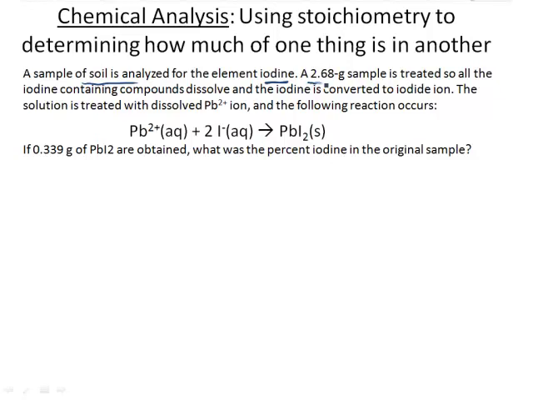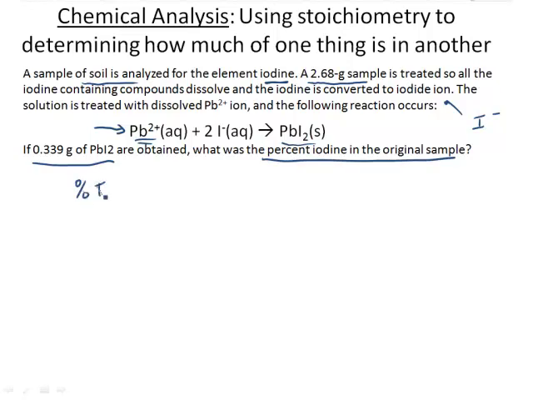Let's say we have a 2.68 gram sample, and you treat it in a way that all the iodine dissolves and turns into iodide ion, I-. So all the I- ion ends up in solution. And then in solution, you do this reaction here. We'll see reactions written this way in the next chapter. All of the iodide ion reacts with lead ion to make PbI2. When you do this, you end up with 0.339 grams of the lead iodide, PbI2. And what we want to know is what's the percent of iodide in our original sample.